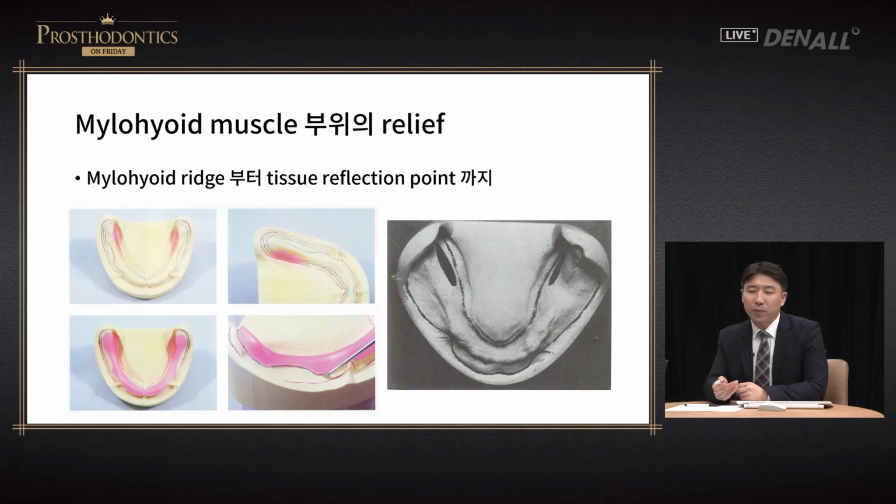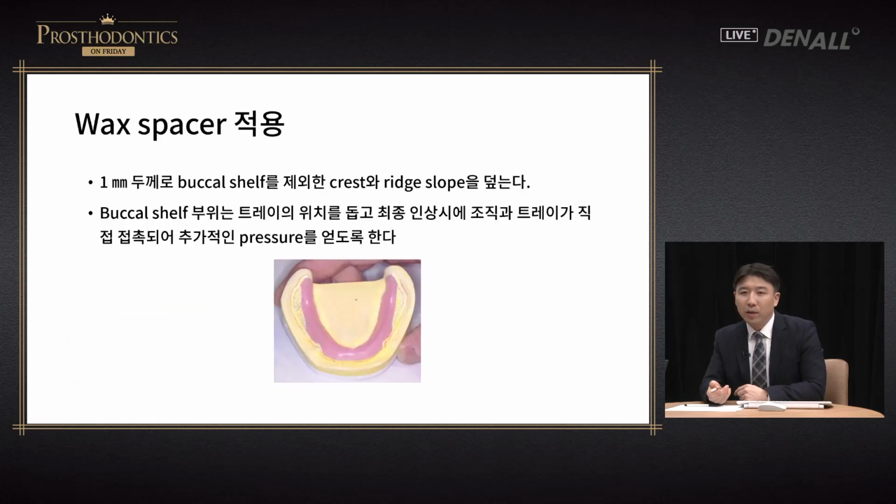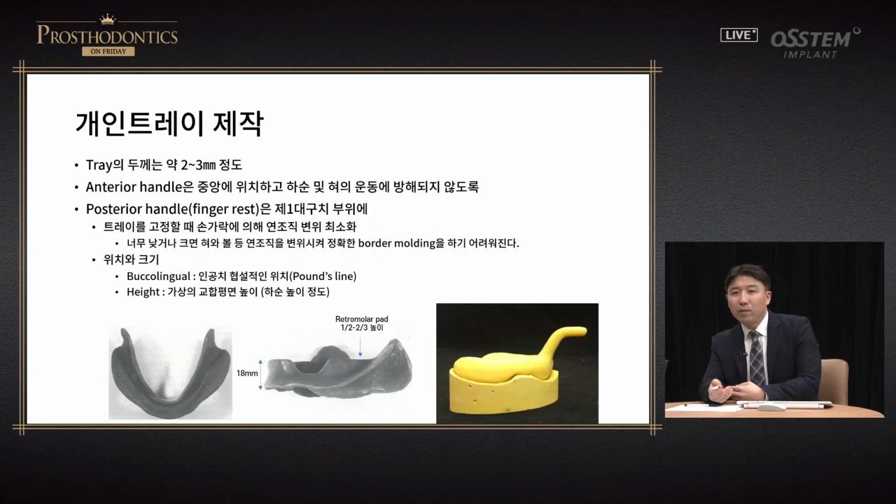In the area where there is a buccal shelf, you need to leave it empty, and wax is applied and the tray is formed. The wax spacer is provided here. In the buccal shelf area, you need to make a tray without wax spacer so that the tray can be in contact. This form is what I prefer. The handle can be formed like this.